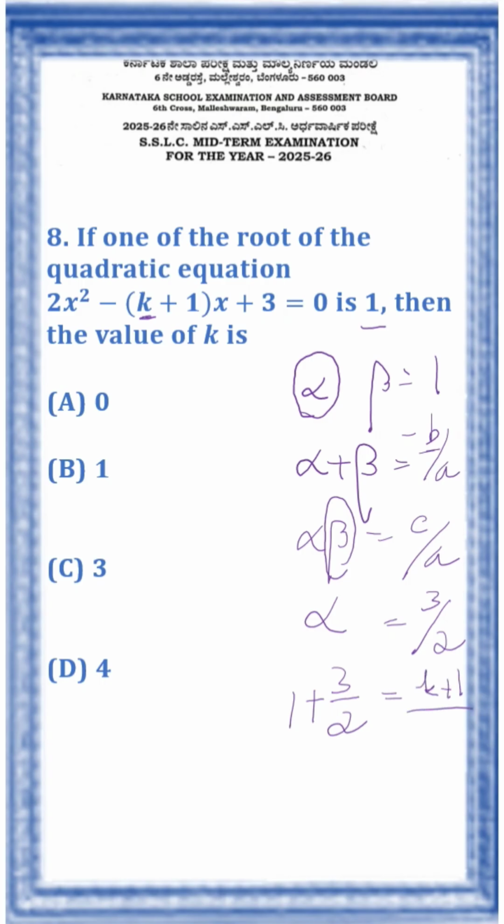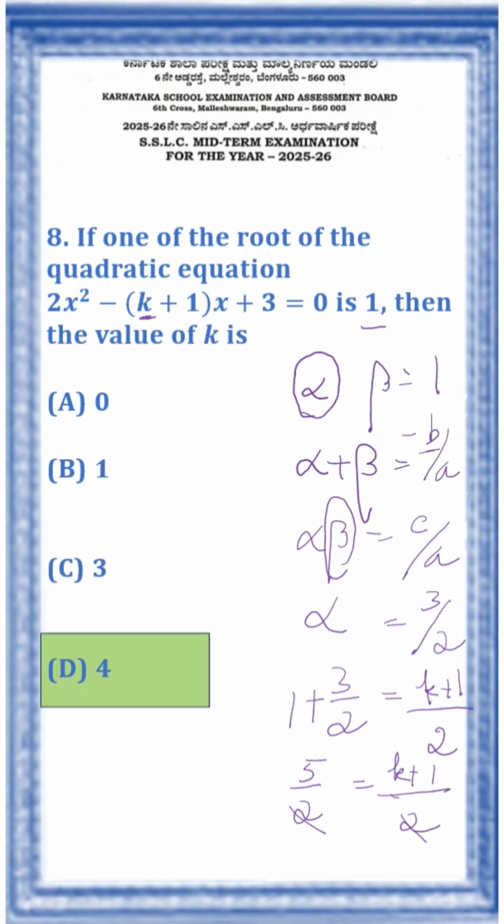Since it is a multiple choice question, I am skipping the steps, only explaining. By a is 2. Here if you add these two, what will you get? 5 by 2, isn't it? Is equal to k plus 1 by 2. Here 2 and 2 get cancelled. k plus 1 is equal to 5. We have to find the value of k. k is equal to 5 minus 1, that is 4. So option D is correct.